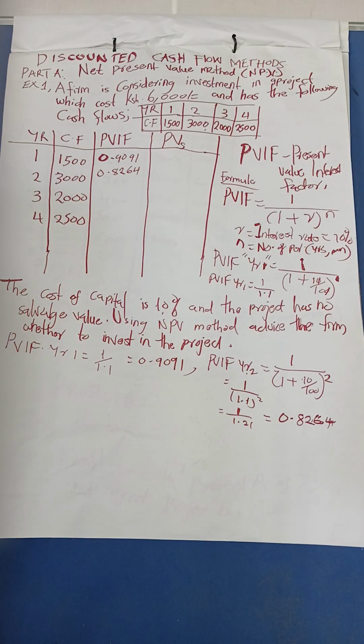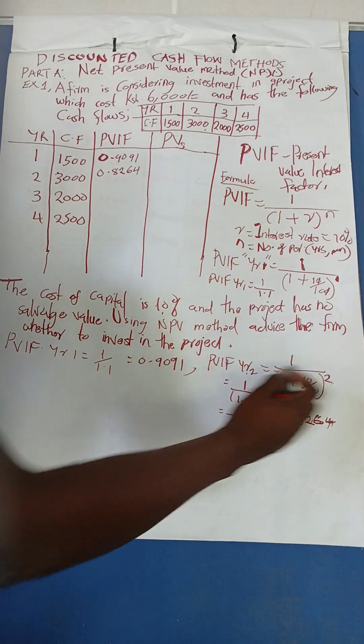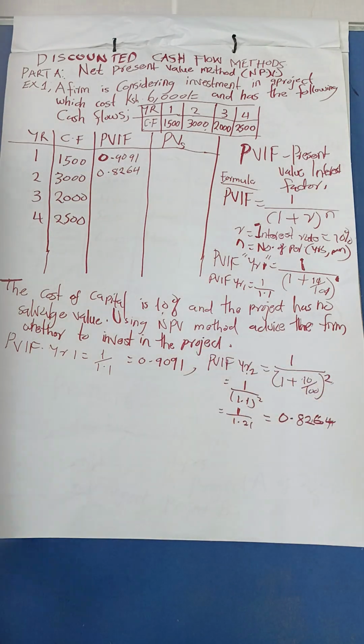So the same you'll do for the third year. And in the third year, what will be changing? It will be the number of n, the year. So here it will be 3, 4, 5 as you proceed. So that is how you calculate the PVIF, or you can call it the present value interest factor, because it's going to help us to calculate the amount that we can get in the future in regards to this project.